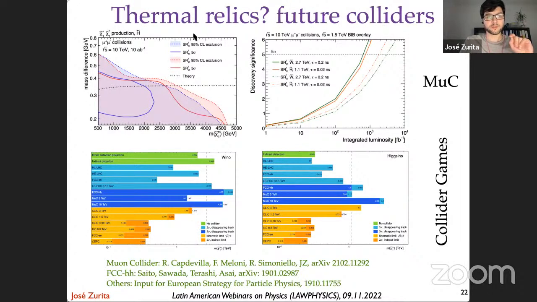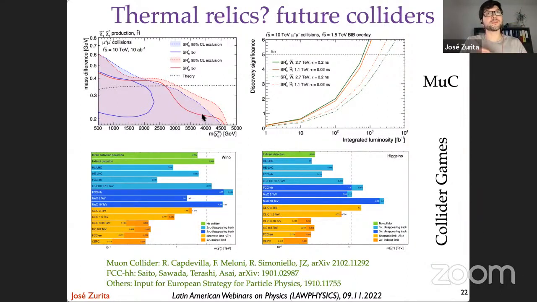And these two upper plots are results from a paper that I wrote with Rodolfo Capdevila, Fede Meloni, and Rosa Simoniello on trying to look for disappearing tracks but at the muon collider, which is a total nightmare because the muons decay and the background is huge. It's huge. When people tell you lepton collider is clean, they are not thinking of a muon collider. They are thinking of a positron collider.